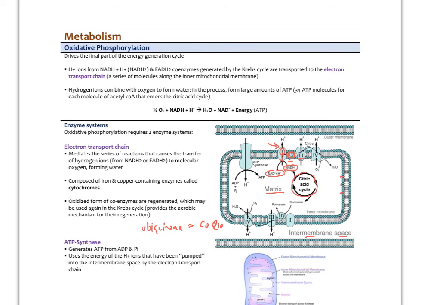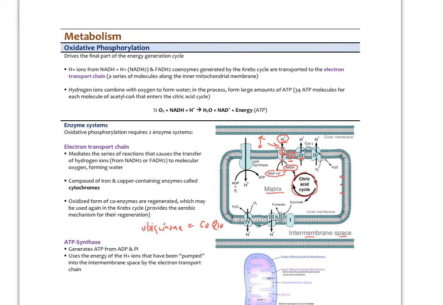But the second thing that happens in complex 1 is as this process is happening, hydrogen ions are pumped out into the intermembrane space between the outer and the inner membrane. So we're going to start pumping hydrogen ions from the matrix out into that space. And remember, these lipid barriers are not very permeable to hydrogen, so it's going to start accumulating in that space here. Okay, so that's complex 1.